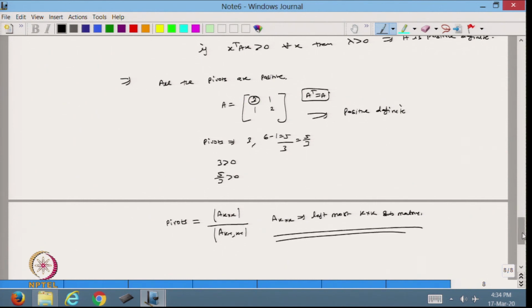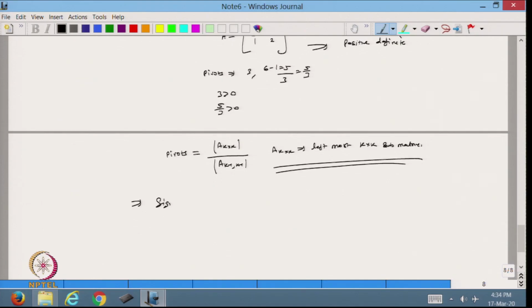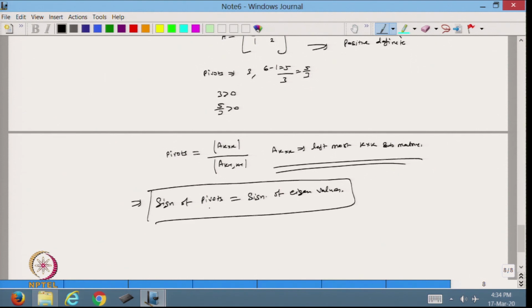So, based on the elements of the pivots, because it is very easy to reduce this matrix with Gauss elimination and then we can find the pivots, based on the sign of the pivots, I can say whether my matrix is positive definite or not. So, from here I can say that the sign of pivots is the same as the sign of eigenvalues. So, based on the sign of the pivots, I can find out whether the matrix is positive definite, negative definite or mixed type. So, that is all about the positive definite matrix.